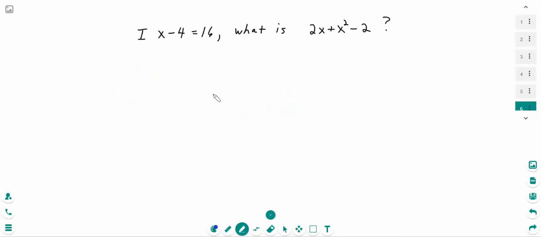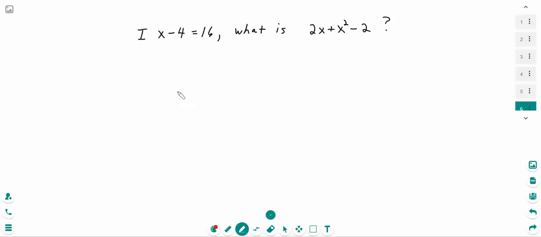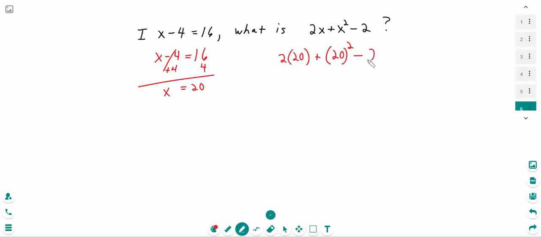All right, so let's try another one. Go ahead and try this one on your own, and then we'll do it together. All right, so if x minus 4 is equal to 16, what is 2x plus x squared minus 2? All right, well, let's first solve for x. Let's find out what x is. So we're going to add 4 to both sides, and we end up with x is equal to 20. Okay, and now we have to plug that in to this expression over here. So we have 2 times 20 plus 20 squared minus 2.